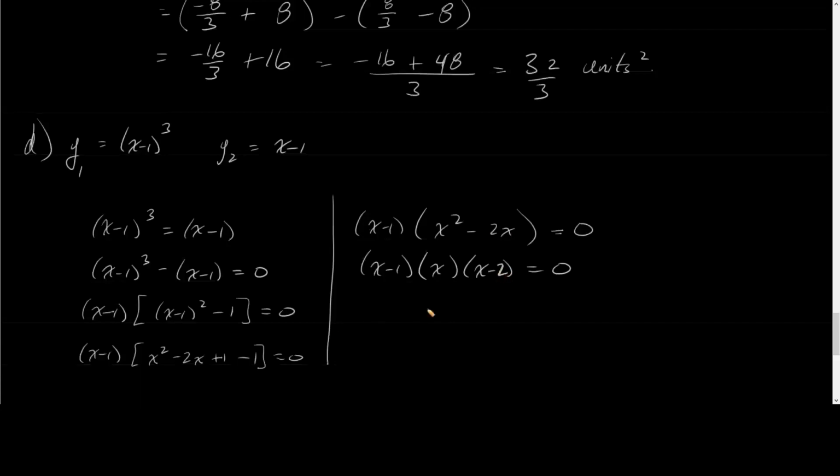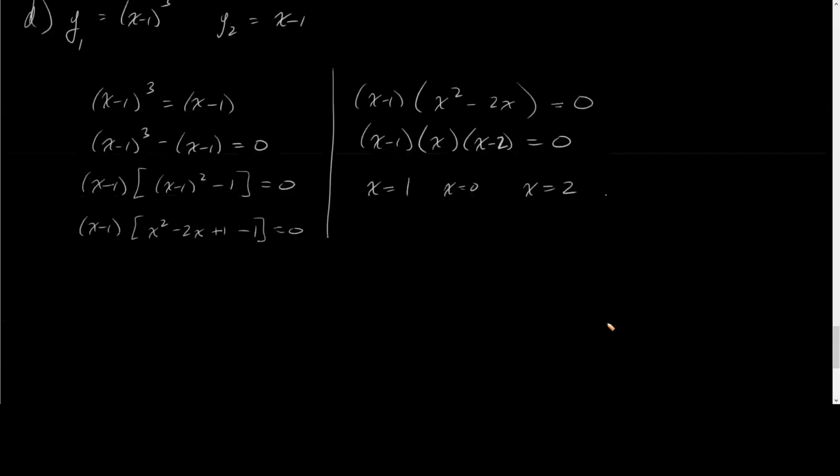All right, so what does this tell us? That gives us now the values of x equals 1, x equals 0, and x equals 2. So we've got 3 places where these two functions intersect. All right, so what are we going to do now? Well, that means we need to split up our interval between 0, 1, and 2, and then see which function is on top and which one is on bottom in each piece.